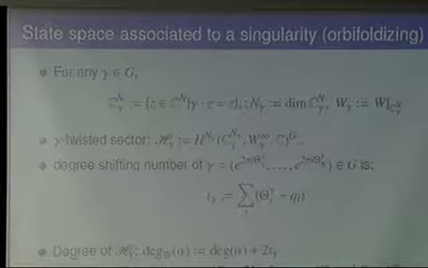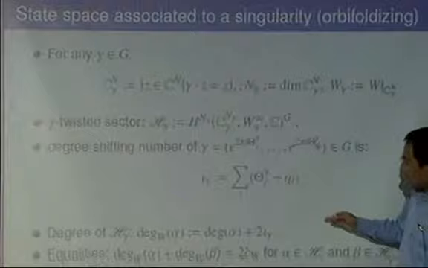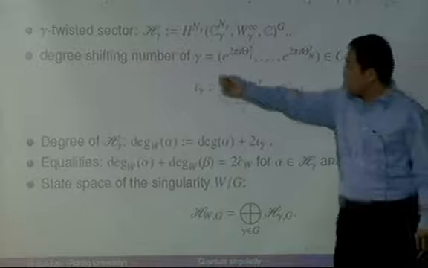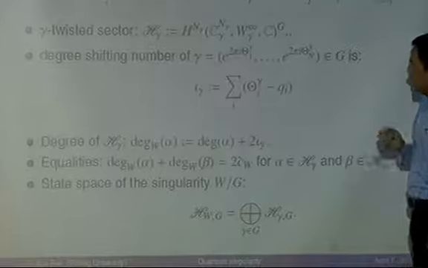And then we want to define the grading of this twisted sector. Usually in orbifold theory, we have to treat some number called the shifting number. The shifting number is defined in this way. If gamma is represented by this diagonal matrix, then we take the sum of this index minus the weight.